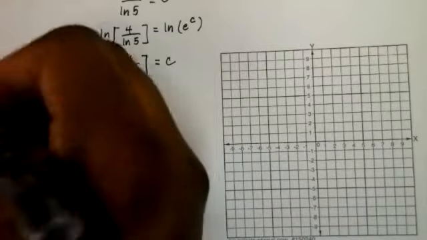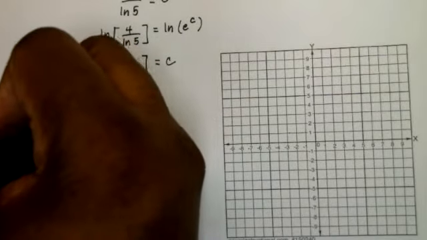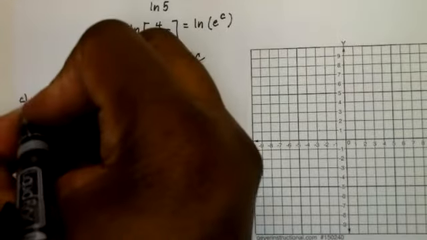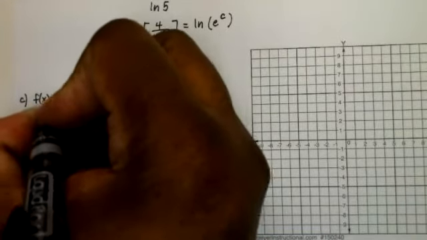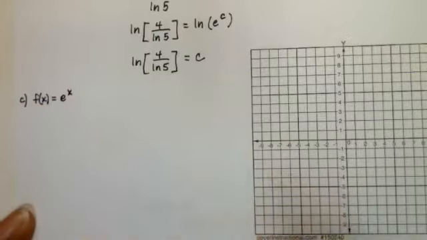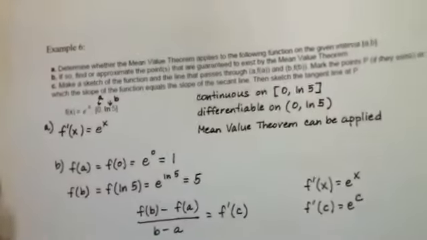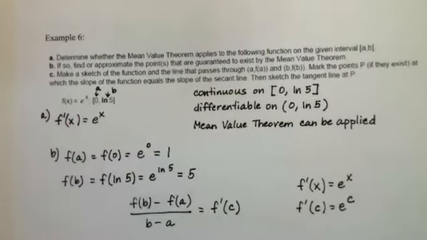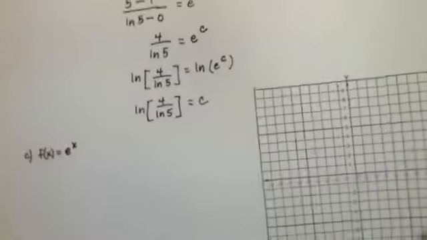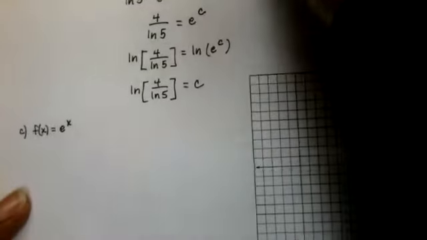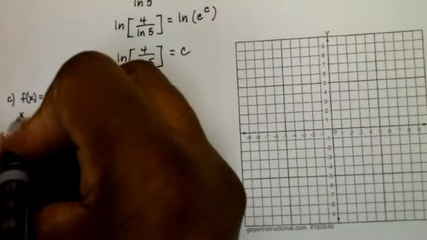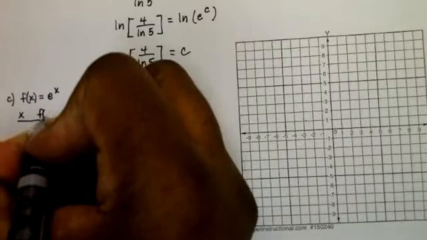All right, so let's go ahead and graph f of x equal to e to the x. So this is part C. And that was the function there to begin with, f of x equal to e to the x. The interval is from 0 to ln of 5, by the way. So let me draw a table, x and f of x.